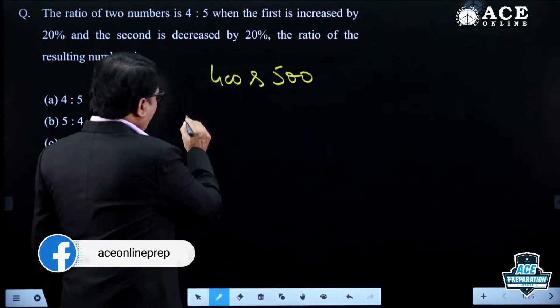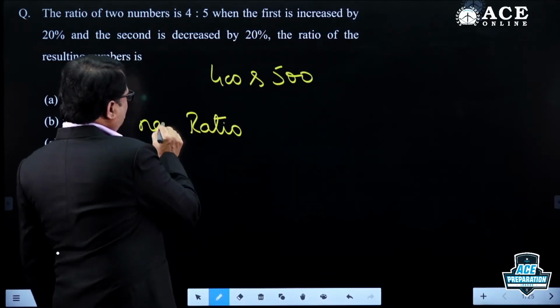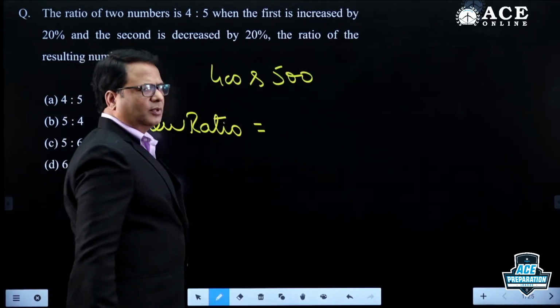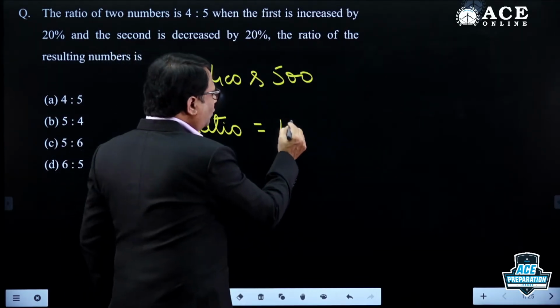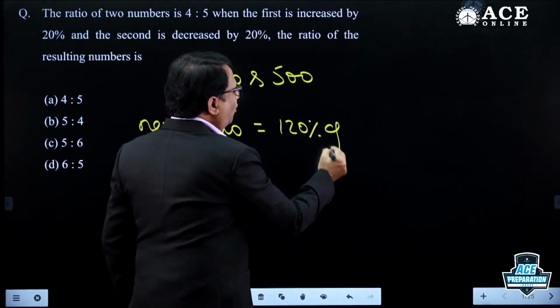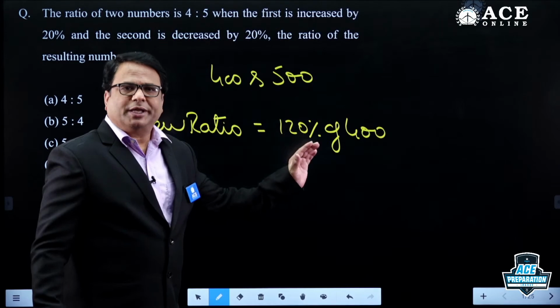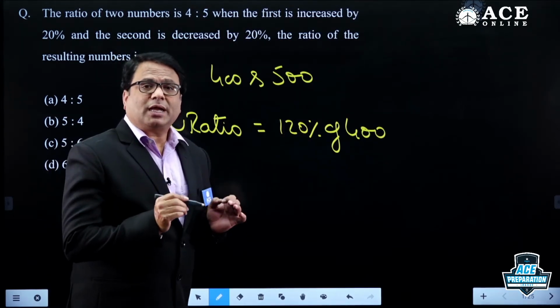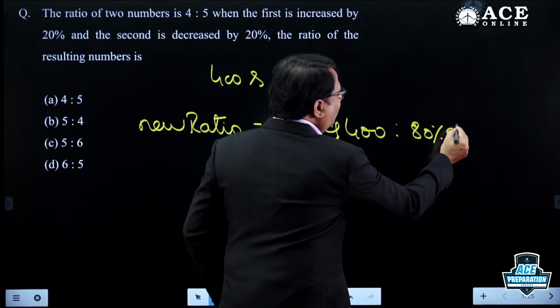Now, the ratio of the new numbers, or I write, new ratio. What is the first number in the new ratio? 120% of 400. This is the first term in the new ratio. And what is the second term in the new ratio? 80% of 500.